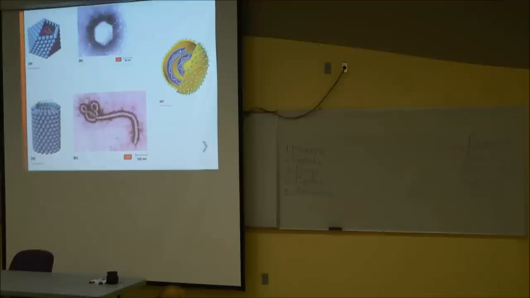You see right here in the middle? Capsid, DNA. This yellow jacket is what? Envelope. And the green dots? Spikes. The DNA is a little squirrely. Little worm-like things right there.